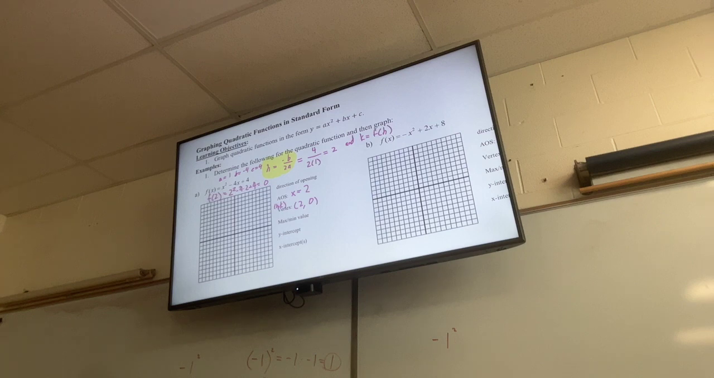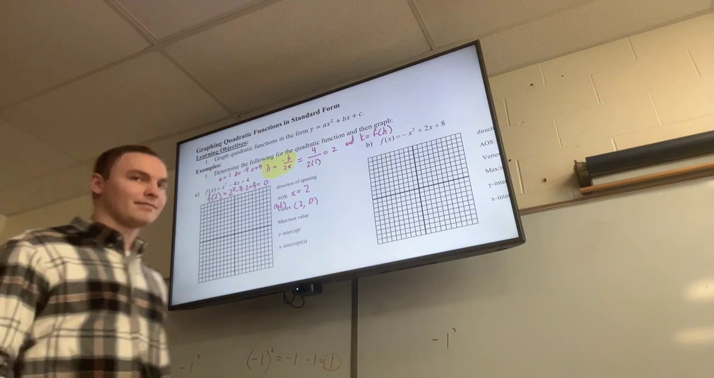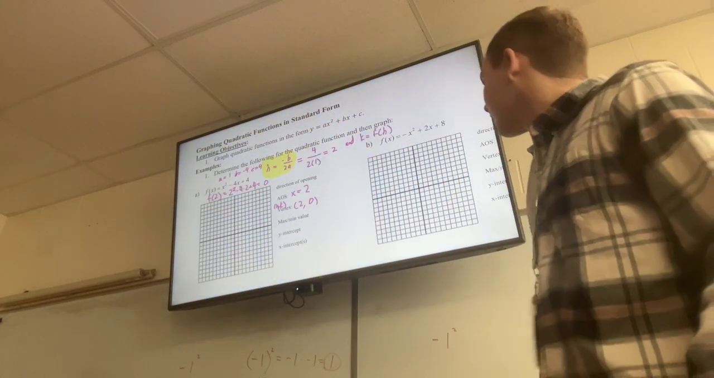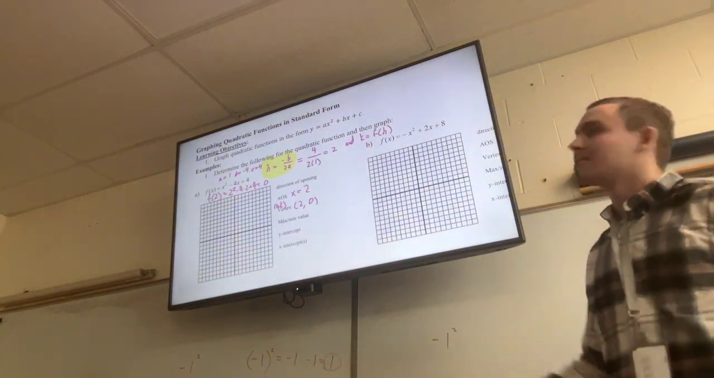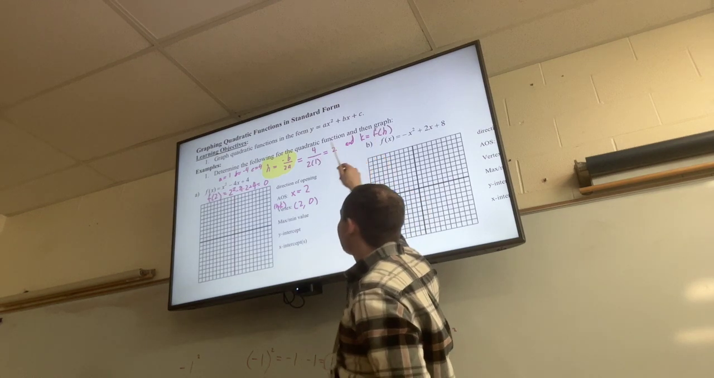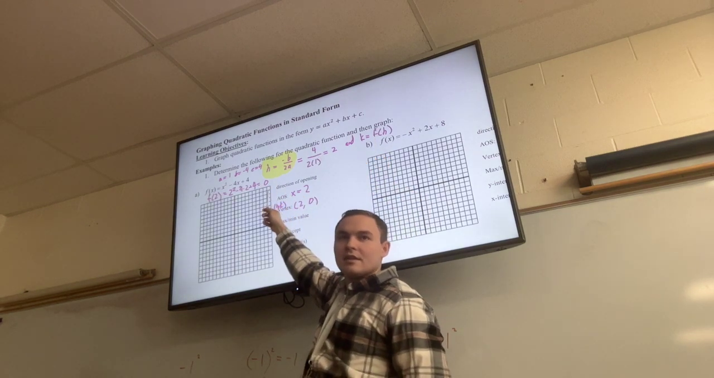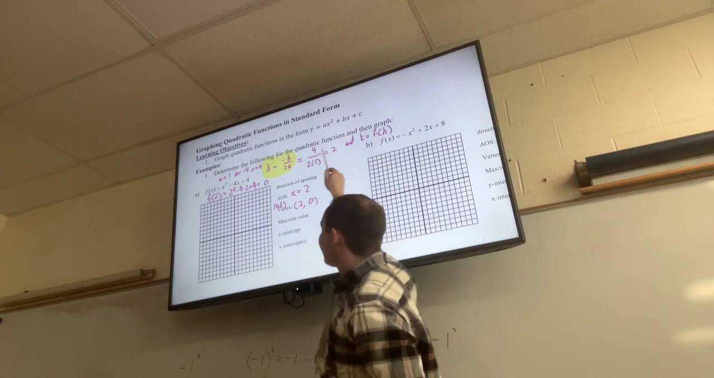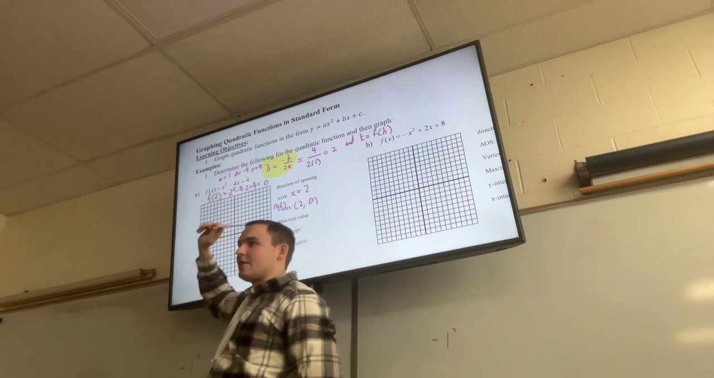I have a question. Where did the thing underneath come from? Oh, okay. Which thing? This thing? Plugging it in. Oh, f of x, here. Do you guys see how I found h then? Here. Okay, so then I found k. I took my h and I just plugged it into the function. Okay, so f of h.